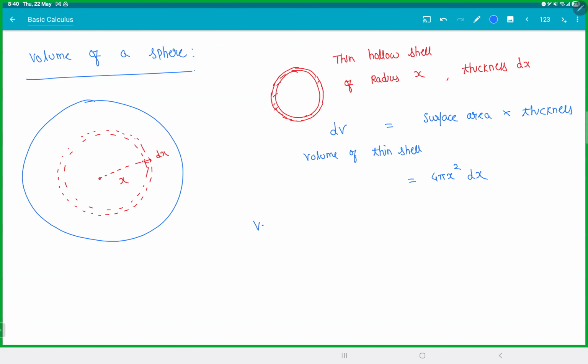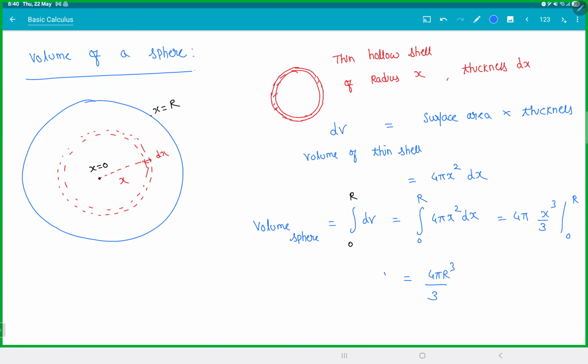If you want the volume of a sphere, I just have to add all the volumes of these thin shells. So integral dV. Where is the first shell starting from? Your first shell starts at the center and the last shell ends at x equal to r. So your limits go from 0 to r. This will be the integral of 4 pi x square dx from 0 to r. 4 pi will come out, the integral of x square is x cubed by 3, from 0 to r. So this comes out to be 4 pi by 3 r cube. This is the volume of a sphere.